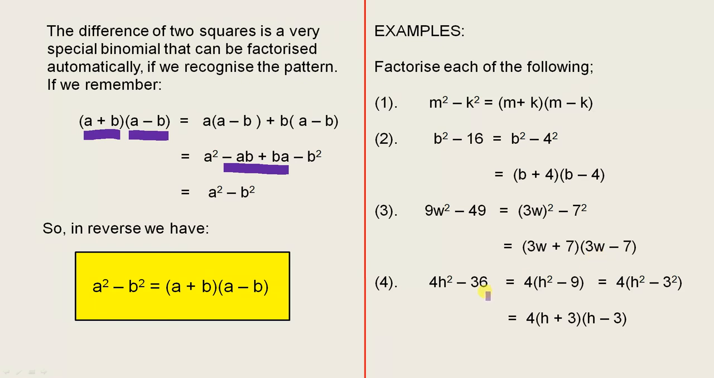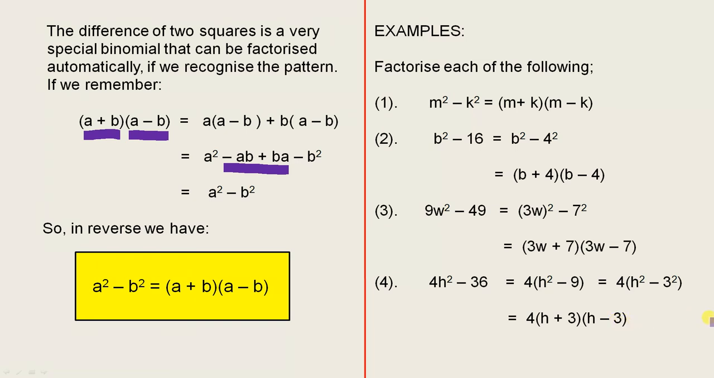The next one's an interesting one. 4h squared minus 36. Now, whenever you can see a common factor, you take that outside the grouping symbols. So here, the highest common factor is 4, so we have 4 outside of (h squared minus 9), which is 4 outside of (h squared minus 3 squared), which is 4(h + 3)(h - 3).